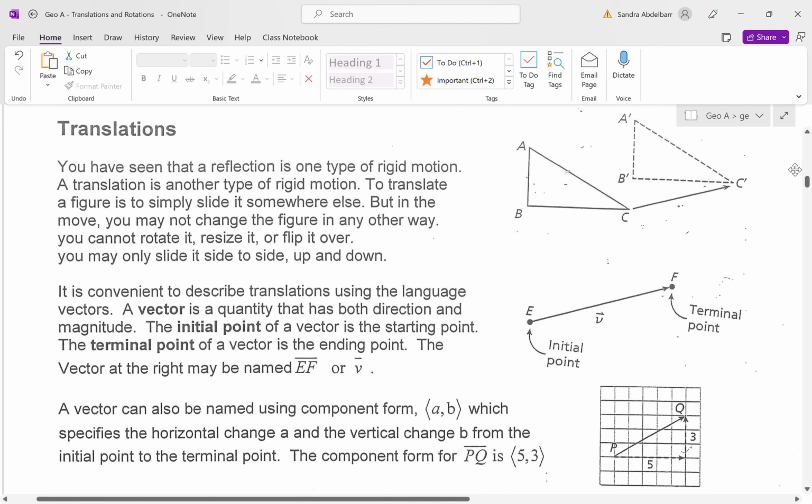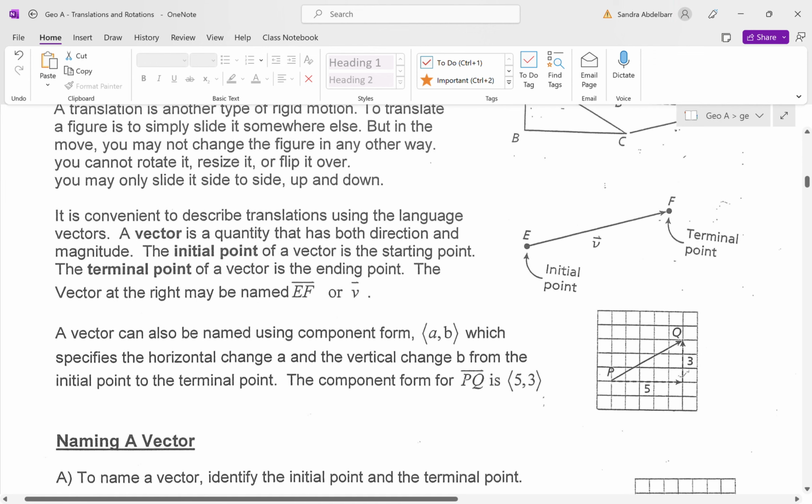All right, so let's talk about translations. We have seen that reflections were one type of rigid motion. We learned about that last class. And today, another type of rigid motion is going to be a translation. A translation is really just a slide. You're not flipping the image, you're not rotating it, you're just sliding it to a different position. So everything about the image stays the same. The pre-image stays the same, the size stays the same, the shape stays the same, except we're just shifting it, sliding it to a different location.